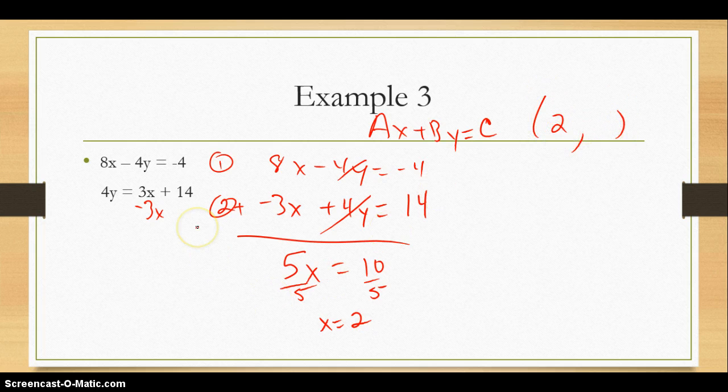So plug it back into any of the original equations. I will choose the bottom one on this one. So if I do 3 times 2, which is 6, plus 14, I get 4y equals 20, divided by 4, y equals 5.